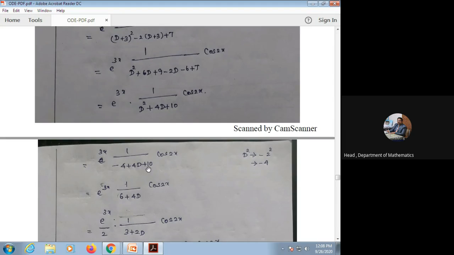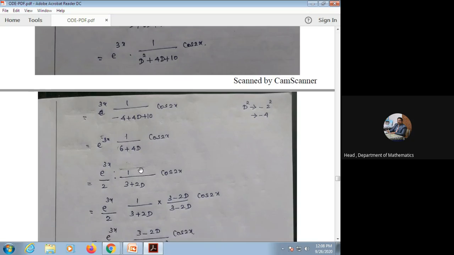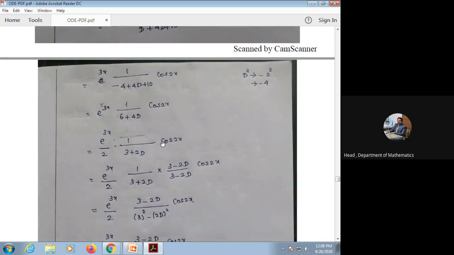Simplifying this value, minus 4 plus 10, we get plus 6. So 6 plus 4d into cos 2x. Hereafter, you have to solve this equation by using the conjugate method. Before that, you have to take 2 as common. Therefore, e power 3x by 2 into 1 divided by, taking 2 outside, we get 3 plus 2d into cos 2x.